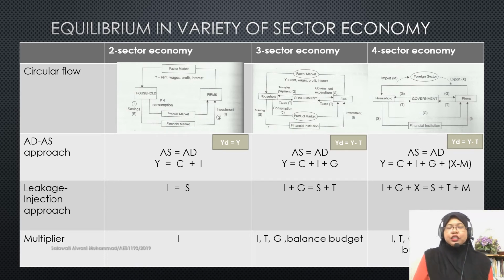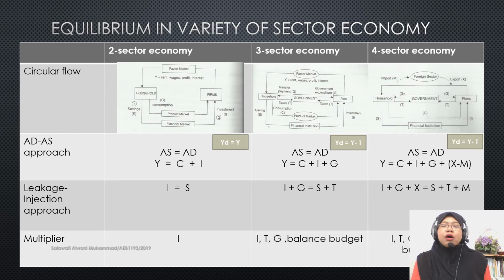Now the leakage-injection approach. In a two-sector economy, the amount of I must be equal to S. Household makes saving, firm makes investment, so S must be equal to I. In a three-sector economy, I plus G must equal S plus T. What is T? T is tax. Meaning investment plus government expenditure must be equal to saving plus tax.